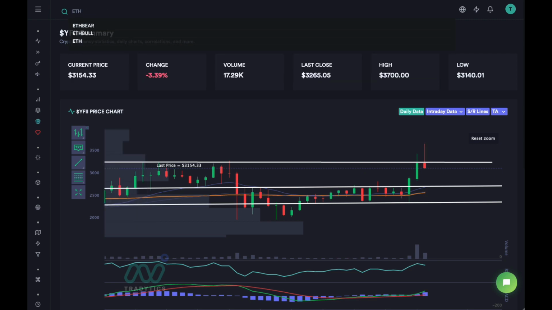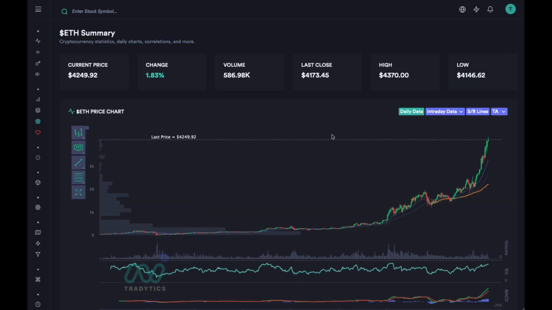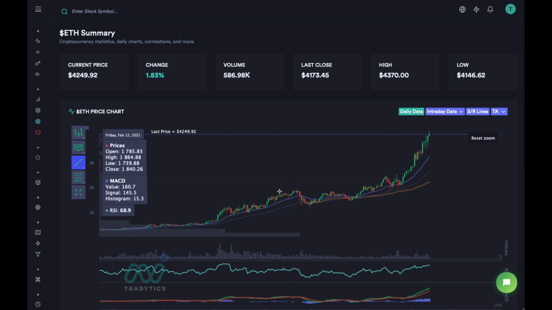Let me quickly show you an example of ETH, because this is a setup that I took. So okay, Ethereum had a resistance level right here.